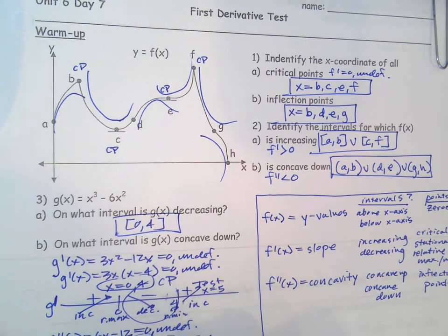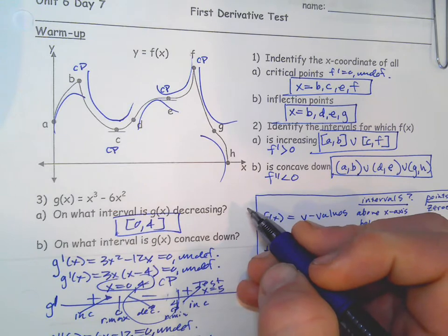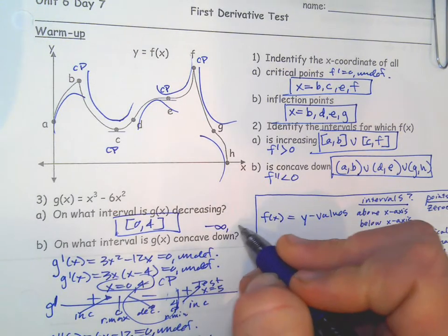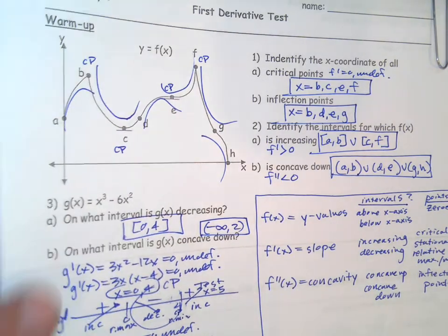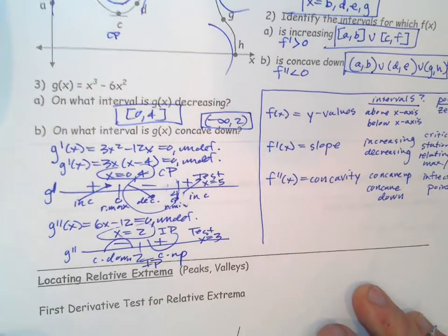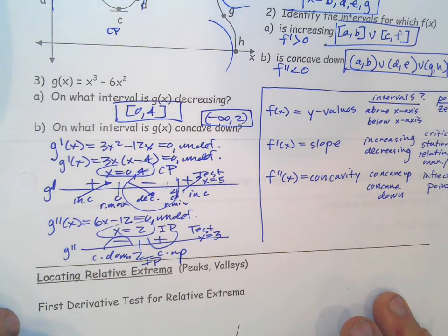Inflection points. So concave down, it's going to be negative infinity to 2. And we don't include the endpoints for concavity. So that's that. That's mostly what we did yesterday.